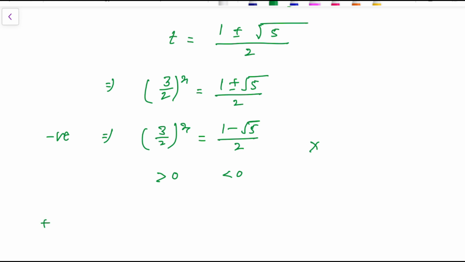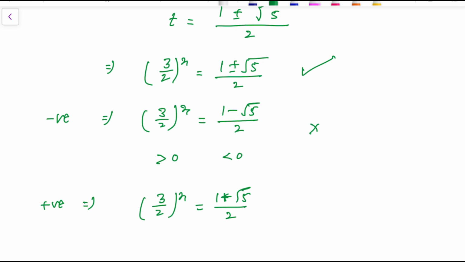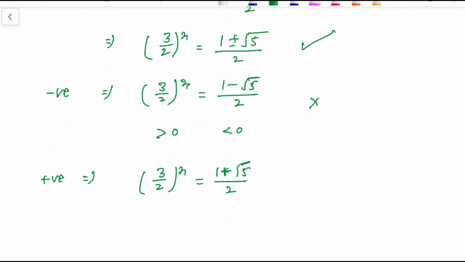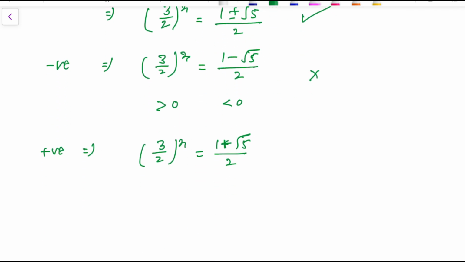So that means if we take the positive sign on the right hand side of this equation, the resultant will be (3 by 2)^x is equal to (1 plus square root of 5) divided by 2. So from here we can find the value of x. That will be the solution of the given equation. So further, in order to find the value of x from here, we can apply natural log on both sides.